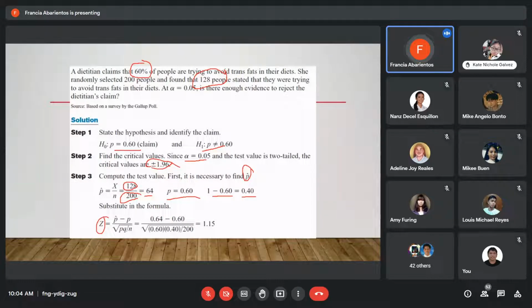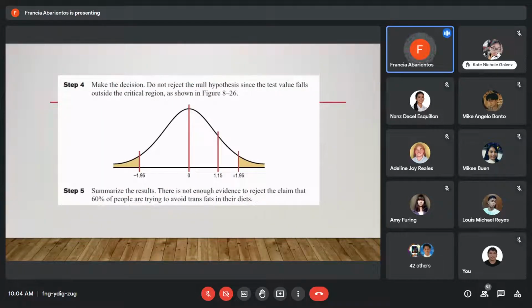Minus 0.60 divided by the square root of PQ over n, 0.6 times 0.4 divided by the n. So, this is now your z-test for proportion. And given sa atin lahat, ito na class. So, ito na yung value natin na na-compute. This is the alpha. Na-divide natin sa dalawa.